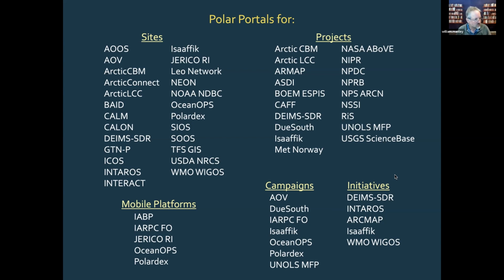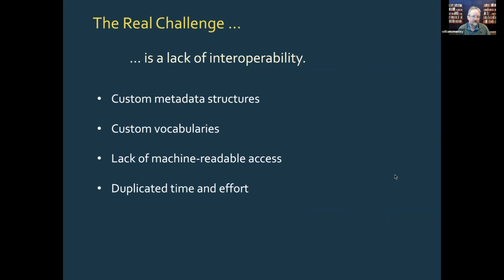So the real challenge is the lack of interoperability. There's a lot of reinventing the wheel, a lot of apples and oranges that get in the way of us having a more comprehensive perspective on observing to help plan or integrate. Reinventing the wheel. Most of these portals do not share information through machine readable access, and there's a lot of duplicated time and effort.